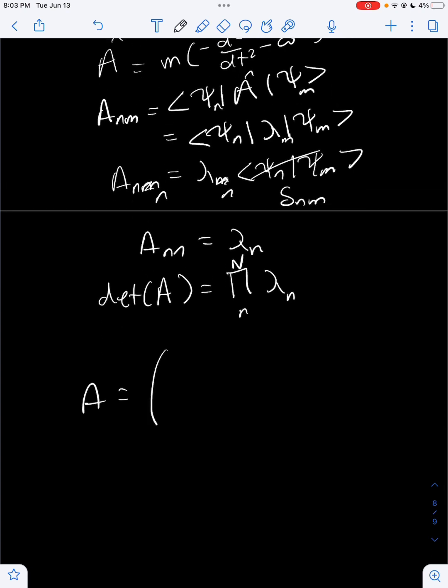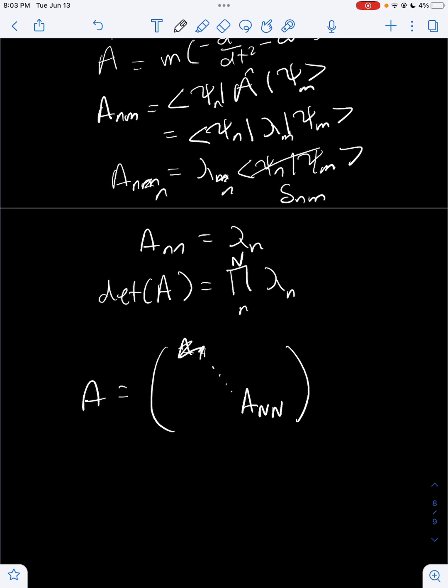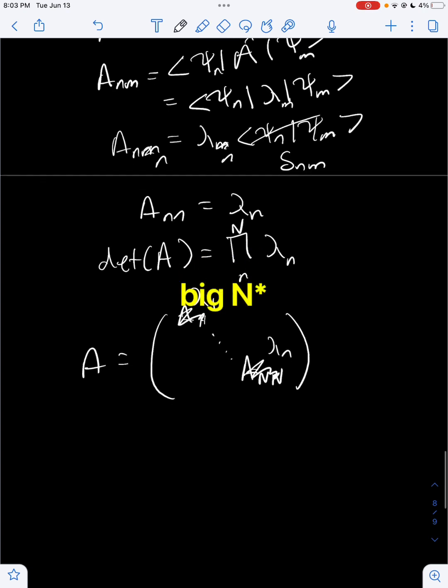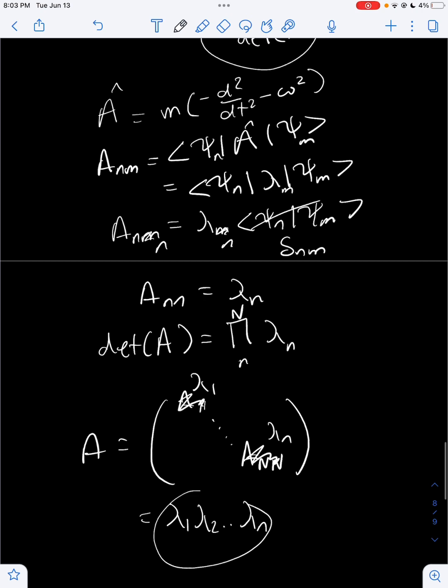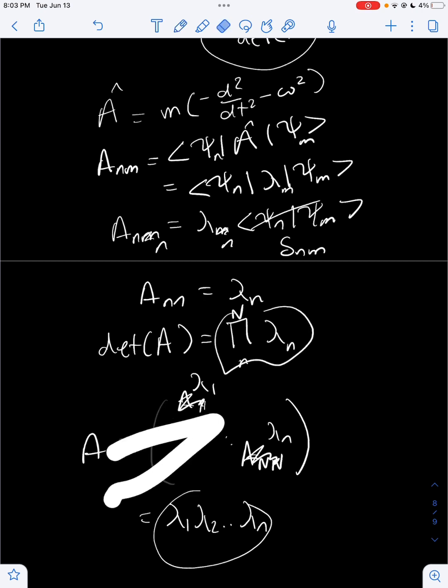A is just A11 all the way to A big N, and since A 1 1, that's just going to be lambda 1. Here it's going to be lambda small n. The determinant is going to be lambda 1 times lambda 2 to lambda n. So the determinant is just going to be the product of the eigenvalues.